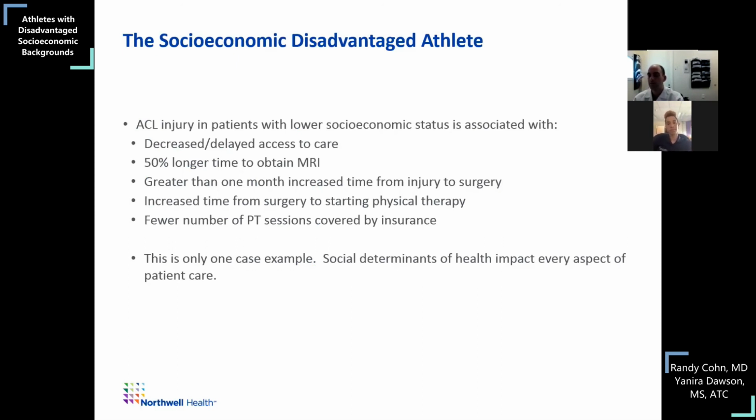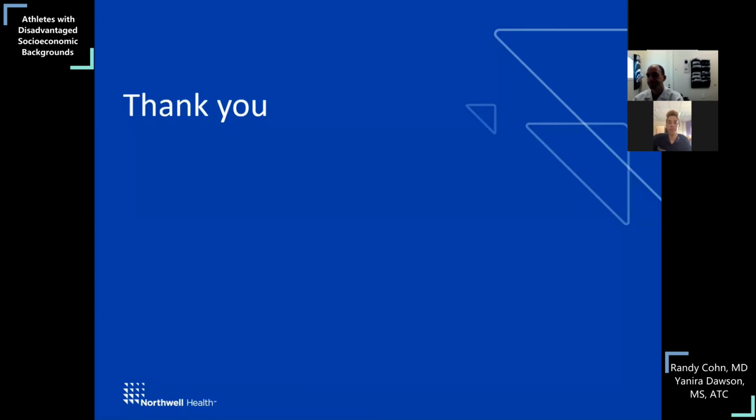And there's actually a recent article published in the middle of October this year looking at these issues with shoulder instability in our adolescent athletes, which shows a similar delayed access to care for underserved patients. And just remember, this ACL case is just one example. Social determinants of health impact every aspect of patient care. And it's something that they live with every single day of their lives in terms of obtaining the care that's needed and having high quality, good access to health care. Thank you.